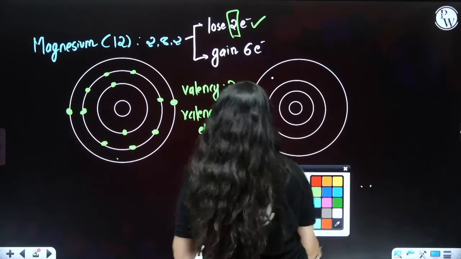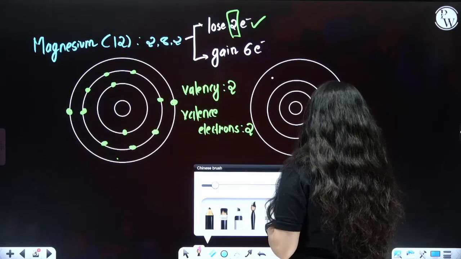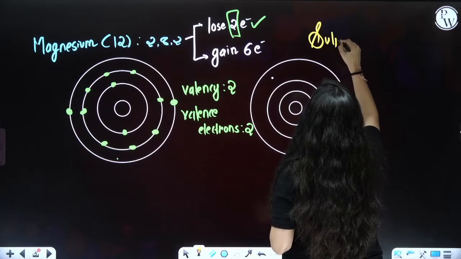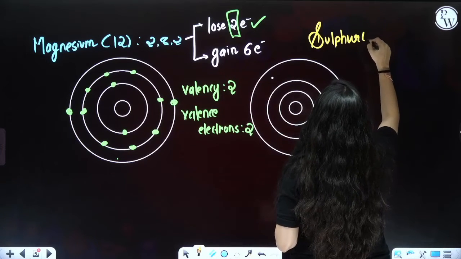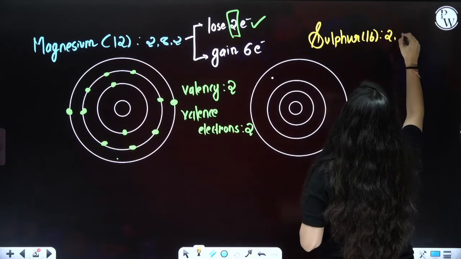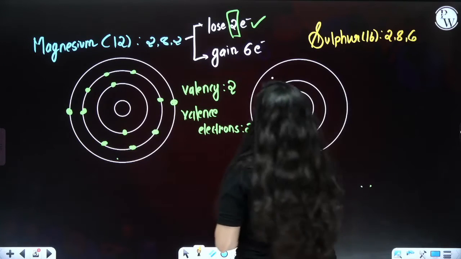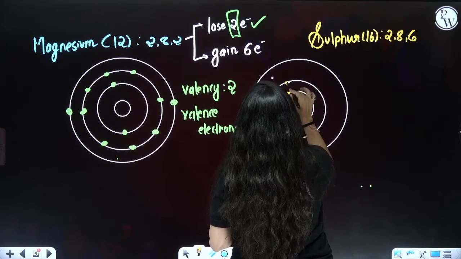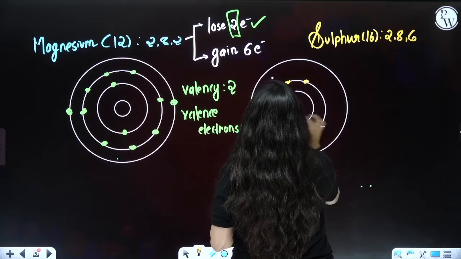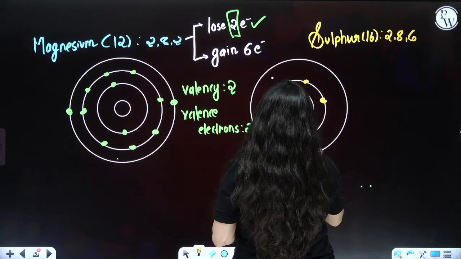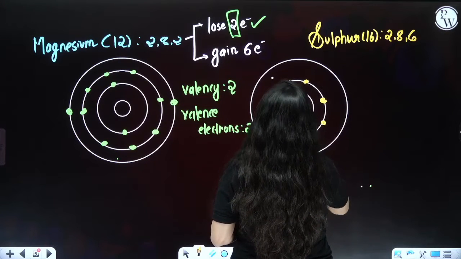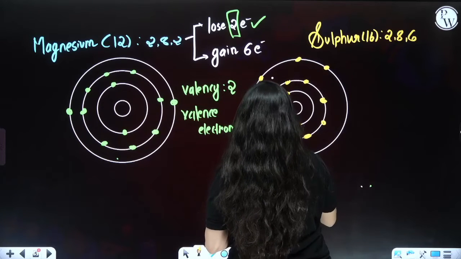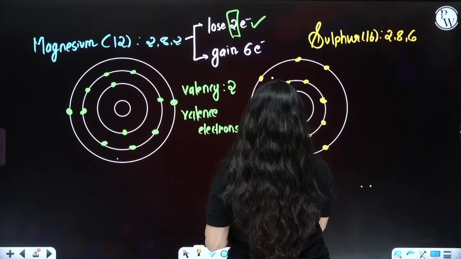Now let us talk about sulfur. Yes, let us talk about sulfur. Sulfur is 16, that is 2, 8, 6. Okay, 1 2, 2 3 4 5 6 7 8, and 1 2 3 4 5 6.